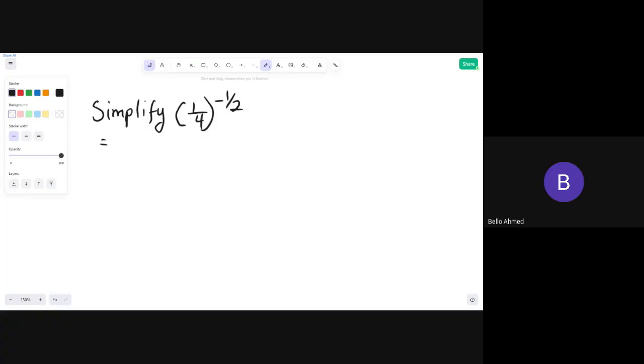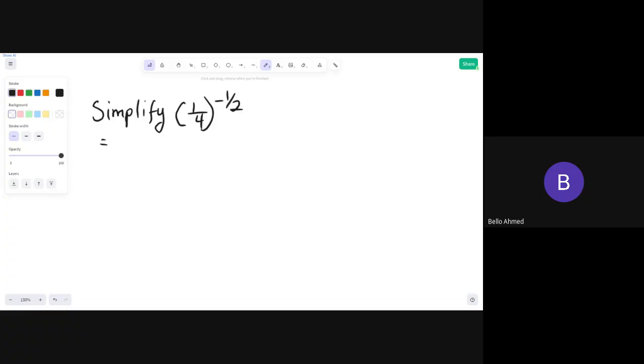Now, if you want to simplify this, the first thing you need to know is that this problem is coming from indices. So here, the first thing you're going to do is find a way to remove that minus that is part of the power. So how are you going to remove the minus?